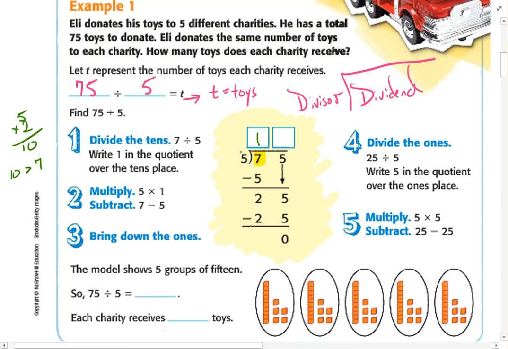Now I am multiplying my 5 and my 1. 5 times 1 is 5. So this is where this 5 goes, not negative 5. I just want to identify that this is the 5 here.